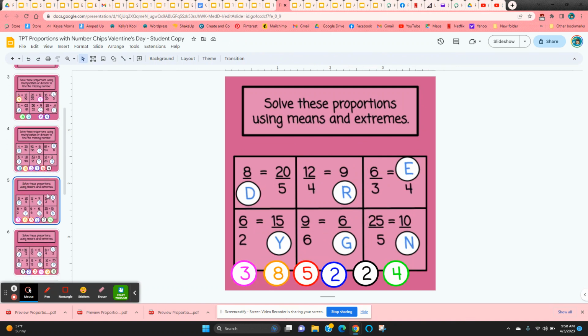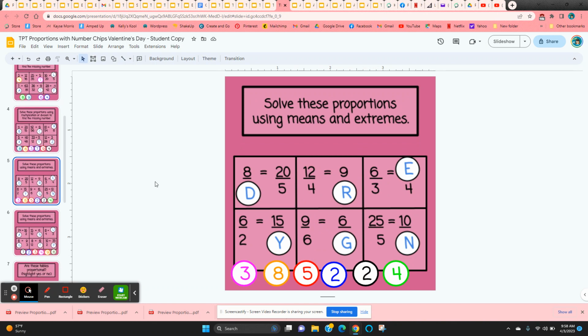The next two slides, they're going to be using means and extremes because scaling up and scaling down does not work. So here, if they look at numbers that are diagonal across from each other, if they multiply them, they'll get a product here of 40. That means diagonally the other direction, the product will also be 40. So they find the 2, they click and hold on the edge, move that into place. Now these letters underneath will be used on the very last slide in order to solve a Valentine's Day riddle.